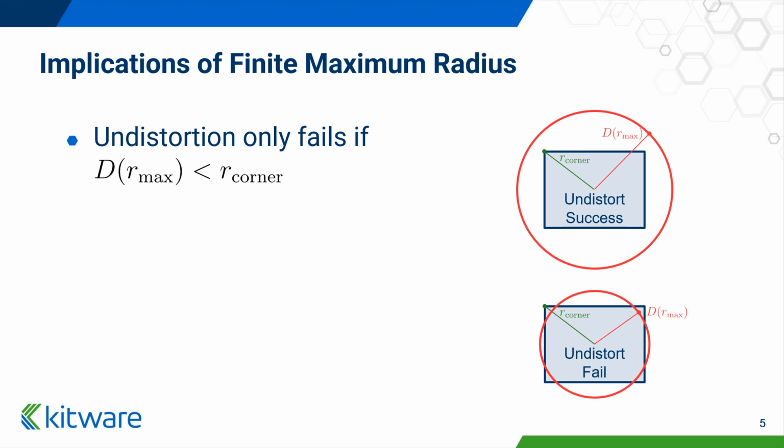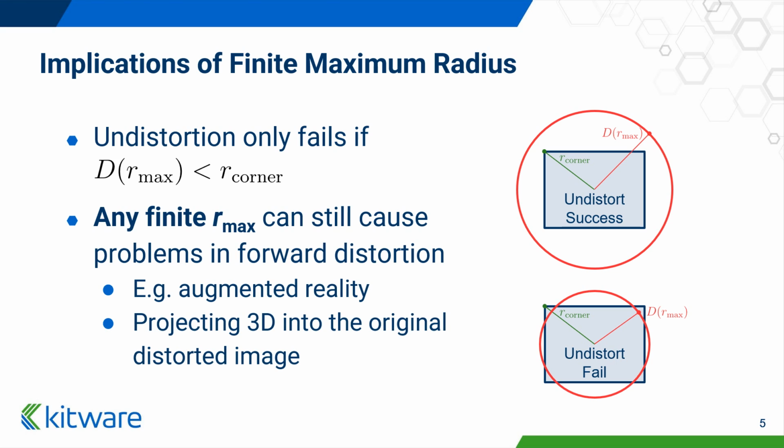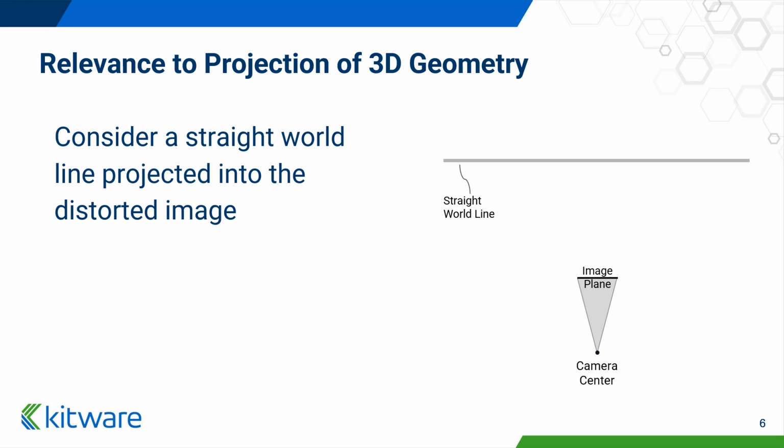So what are the implications of this maximum radius? Well, as we've already seen, this can affect the undistortion of the image, and undistortion will fail if the distorted maximum radius is less than the radius to the corner of the image. But that's not the only case. Any finite maximum radius can cause issues in the forward distortion problem. So this would be examples such as augmented reality, or any case where you're projecting 3D points into the original distorted image.